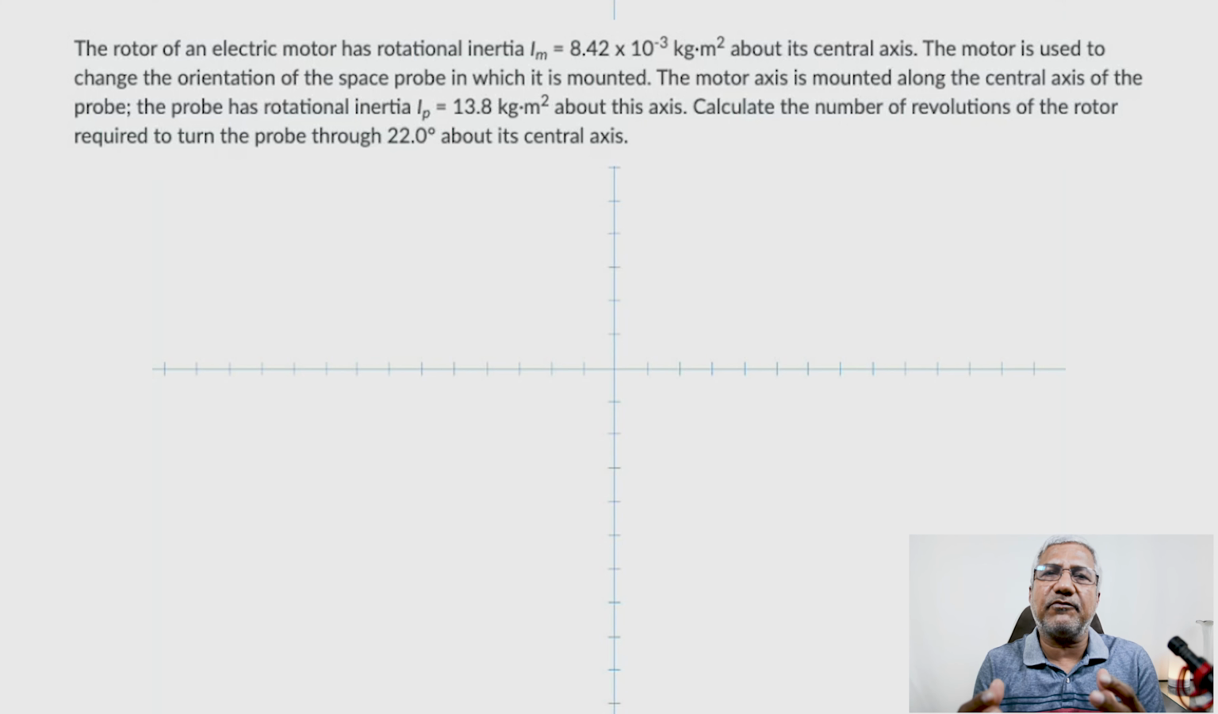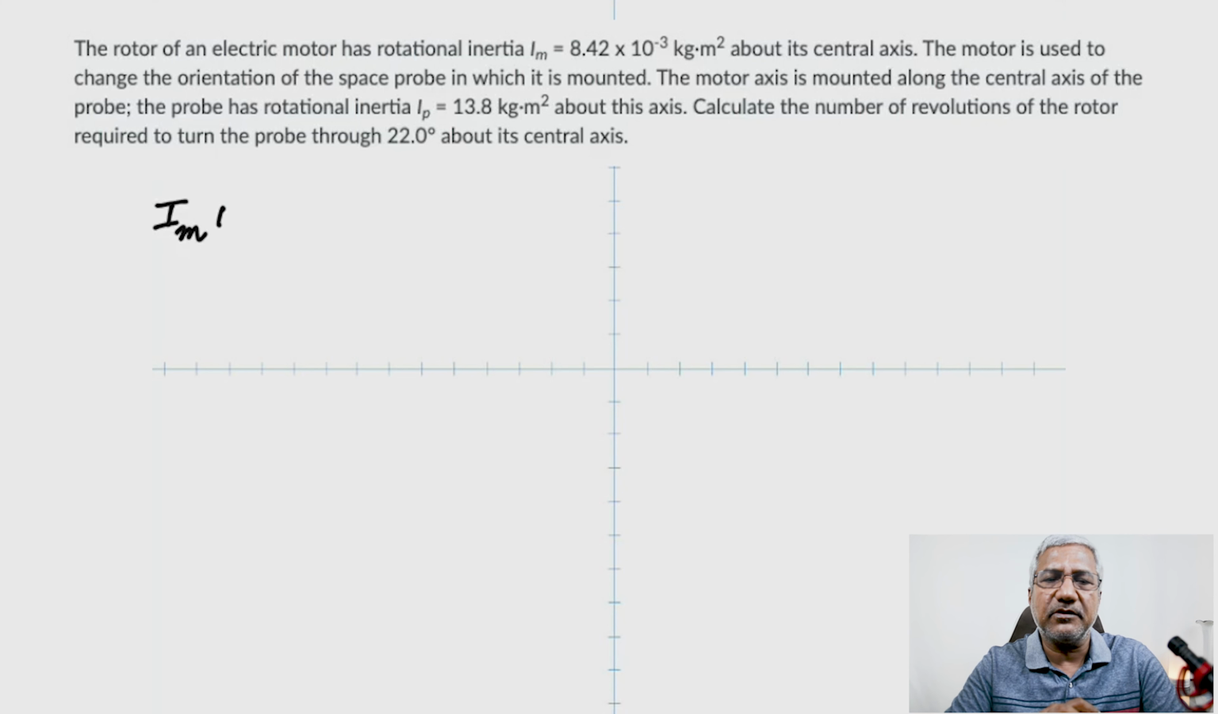So from the question, we know that the axes of both are the same. We are given the rotational inertias of both the motor and the probe, and we are asked to find how many revolutions the rotor has to make to turn this probe through 22.0 degrees about its central axis. So what is the idea here? Well, of course, it's a conservation of angular momentum. So let's use the conservation of angular momentum.